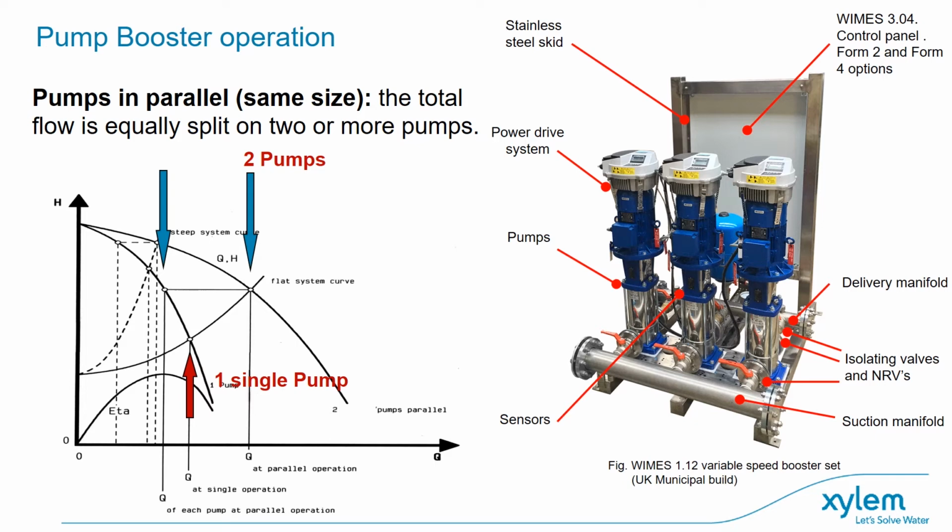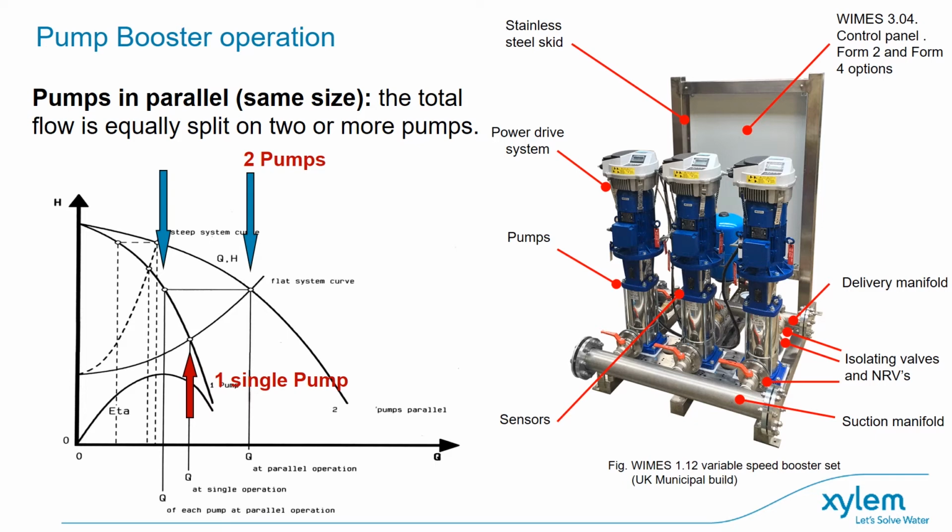Typically within the booster set, if we look at a municipal type set, they will have a WIMES control panel, they will have WIMES motors, traditionally a stainless steel skid, all RAS approved to meet the water industry standards. So these are all things that need to be taken into account within the initial design criteria.